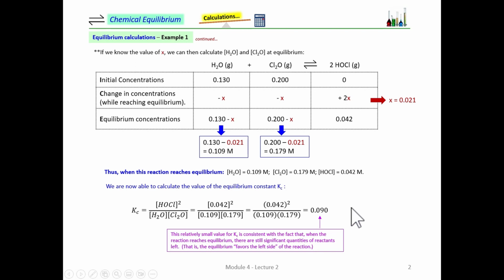One thing I want you to note here is that this is a relatively small value for Kc, and that's consistent with the fact that when this reaction reaches equilibrium, the reactant side is favored. Now, what do I mean by that? Well, when the reaction reaches equilibrium, you'll notice that compared to the concentration of product, the concentration of reactants are still pretty large. In other words, at equilibrium, this is still mostly reactants. It's formed a little product, but it stayed mostly reactants. And so that's consistent with the fact that we get a small Kc value for the reaction.